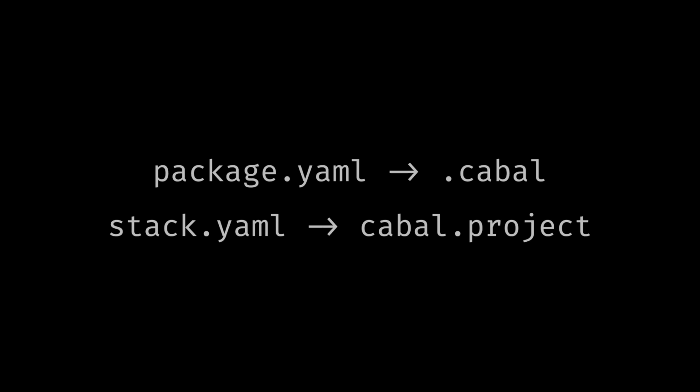To reiterate, if you want to switch from Stack to Cabal, you can start by generating the .cabal file from hpack's package.yaml, and then either keep it or delete it, and swap in the cabal.project file for stack.yaml for your configurations. And depending on your workflow, you might need to remove the .cabal file from gitignore and adjust a few things.